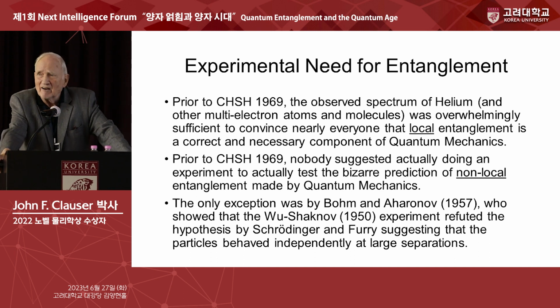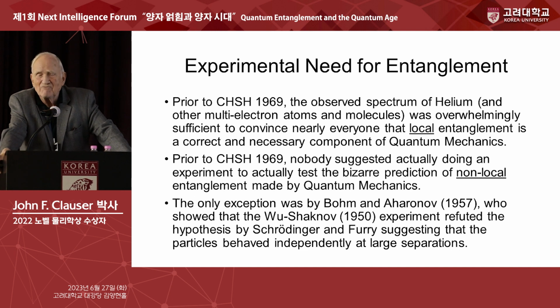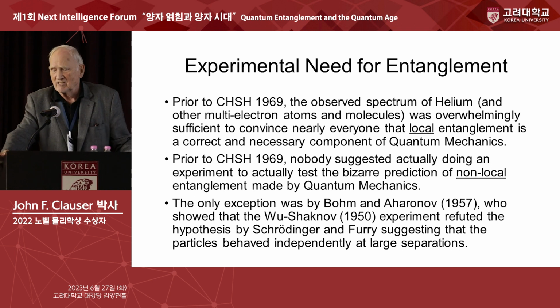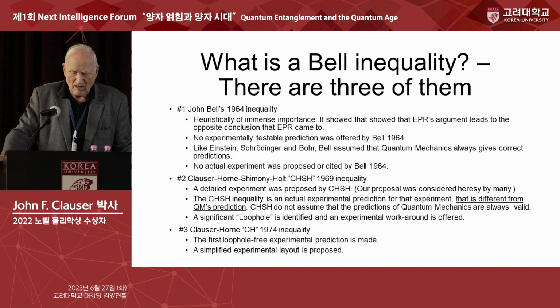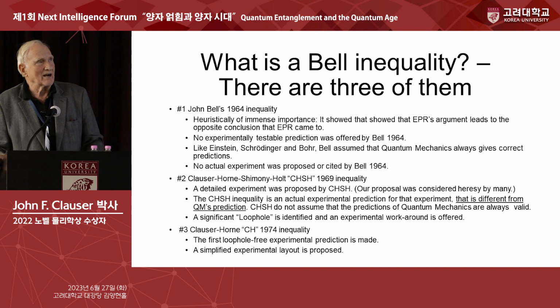It was Bohm and Harrenhoff. They looked at this Schrodinger-Fury hypothesis in 1957, and they realized that an experiment that had been done at Columbia by Madame Wu and Ivan Shachtov in 1950 had basically disproved Schrodinger and Fury's suggestion. So, what is a Bell inequality?